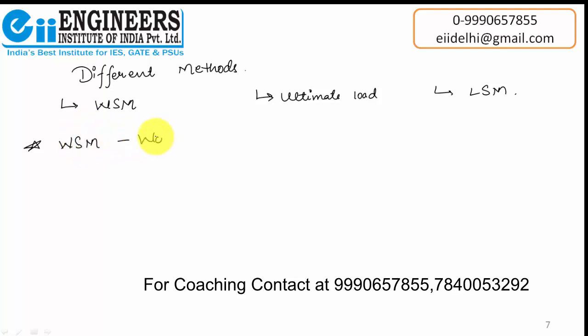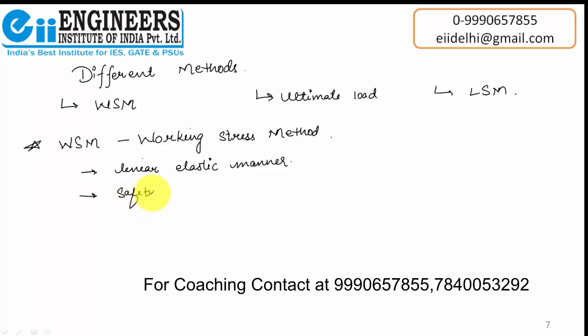Working stress method came under consideration in 1900. It is a very old method. We don't use it nowadays. It is obsolete. It actually considered two things. It considered that the material behaves in a linear elastic manner. And second, that safety is ensured by limiting permissible stresses. This method ensured safety by limiting the permissible stresses.